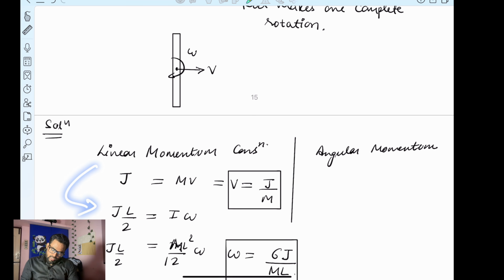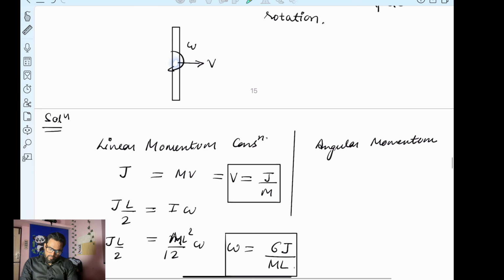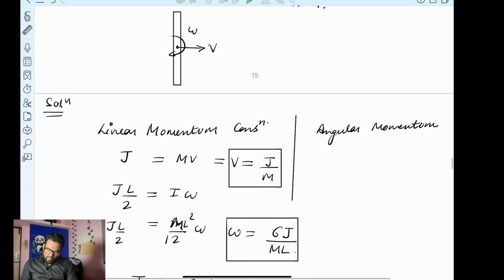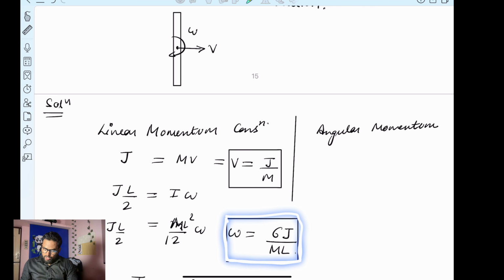Second one, similarly angular momentum. So how much angular impulse are you providing? J l by 2. So this is the angular impulse, that would be the change in angular momentum. So I omega. Initially there was no omega, so no angular momentum. Finally I omega. So inertia of the rod about the center is how much? m l square by 12. So we got the angular velocity of the rod about the center of mass. Omega equals how much? 6J by m l. Okay, this is also clear.